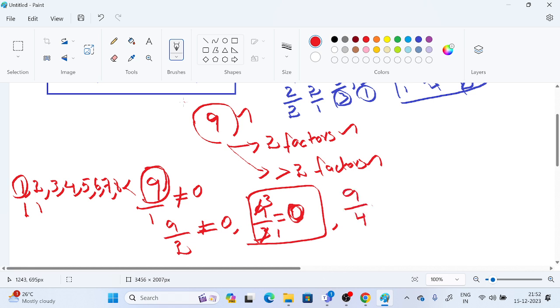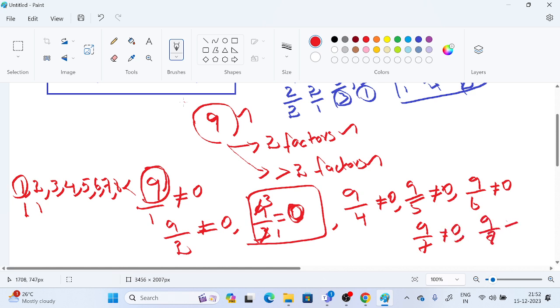Right? So 9 divided by 4, again, is not equal to 0. 9 by 5 not equal to 0. Right? 9 by 6 not equal to 0. 9 by 7 is not equal to 0. 9 by 8 is also not equal to 0. And 9 by 9 is equal to 0.